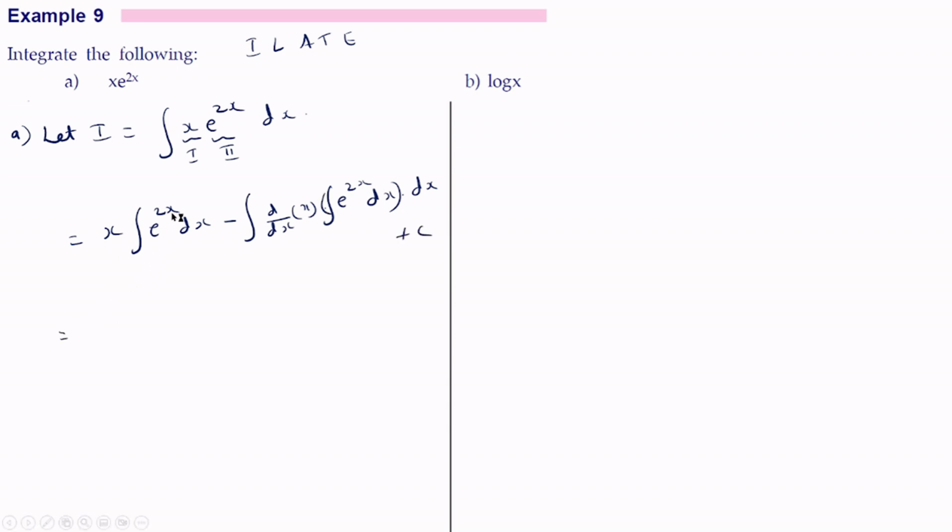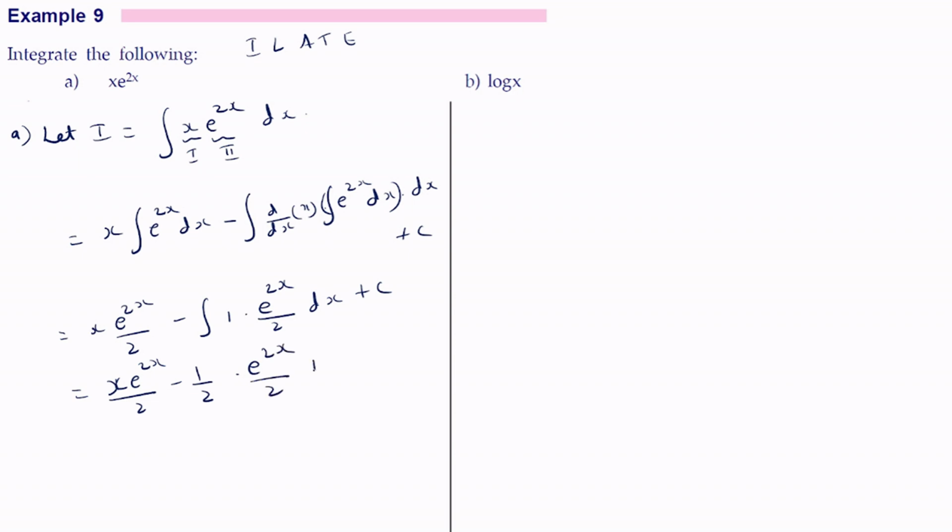So here integral e raised to 2x dx is e raised to 2x by 2 minus, here derivative of x is 1, integral e raised to 2x is e raised to 2x by 2 dx plus c. Now we can integrate this. So this is x e raised to 2x by 2 minus, here we have half into integral e raised to 2x dx. So it is e raised to 2x by 2 plus c.